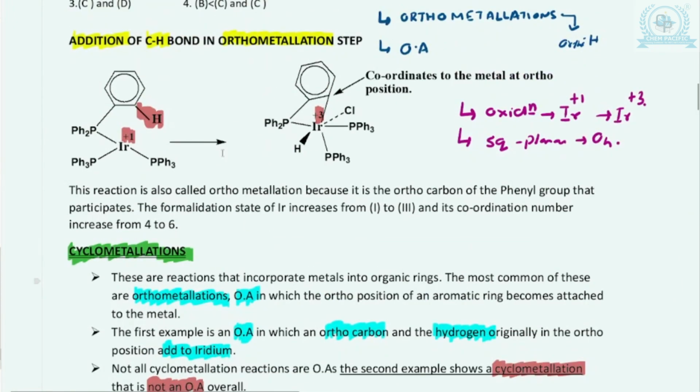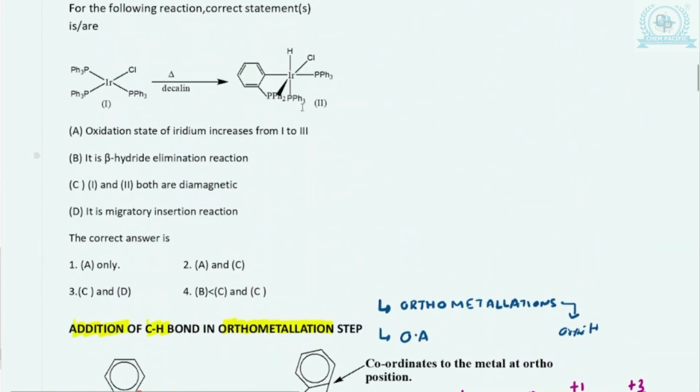So as per the notes we have come to know that this option is correct, that the oxidation state is increasing from 1 to 3. Up to here we have understood. Now the next thing, next they are asking what about option number C? This is a beta hydride elimination reaction.